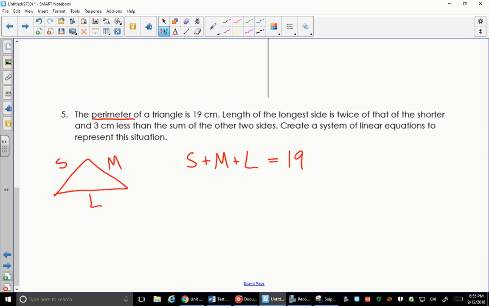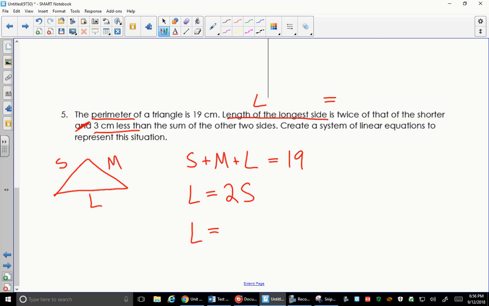Okay, the length of the longest side is twice that of the shorter side. Okay, stop right there. There's two sentences here, and I really don't like the way that they set it up, but we can break this apart. The length of the longest side is twice that of the shorter. So that's easy. So 2 times the shorter side. But it says and. And so there it's kind of saying they're comparing it to 2 different things. So the other one starts with L equals. It's 3 centimeters less than the sum of the other 2 sides.